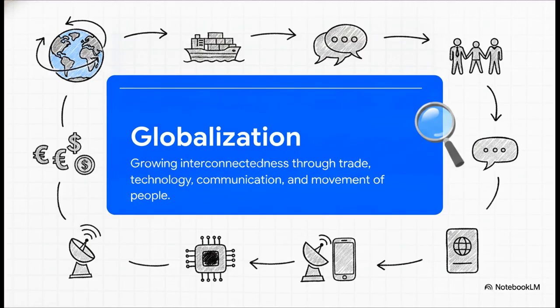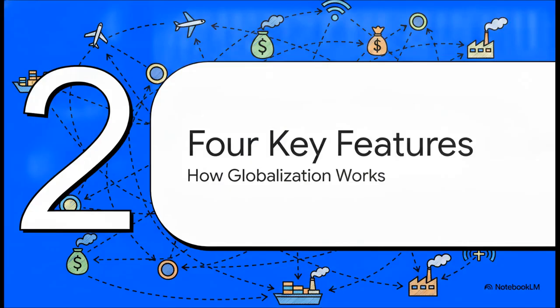Notice that anchor phrase right there, growing interconnectedness. It doesn't just happen by magic. It operates specifically through four distinct channels: trade, technology, communication, and the movement of people. Moving right along to Section 2. The four features of globalization. Let's see how this invisible web actually functions.